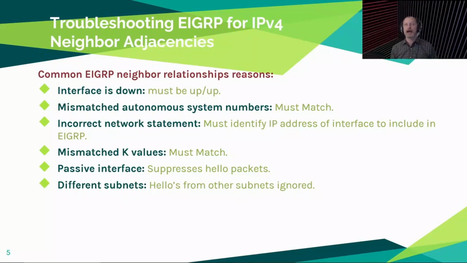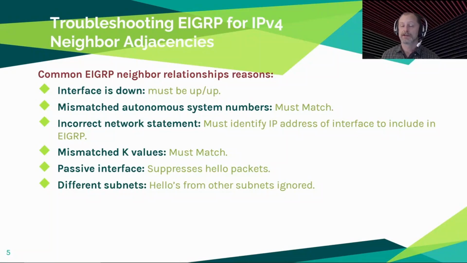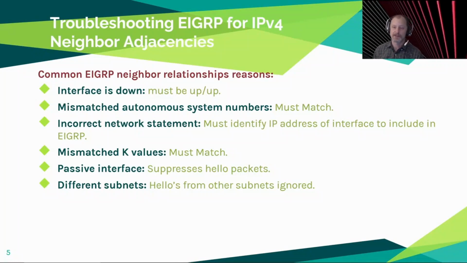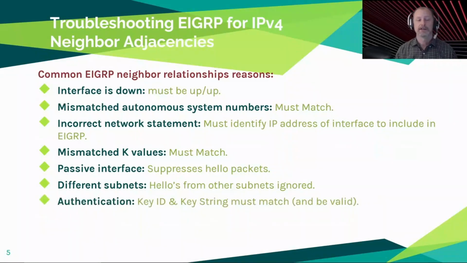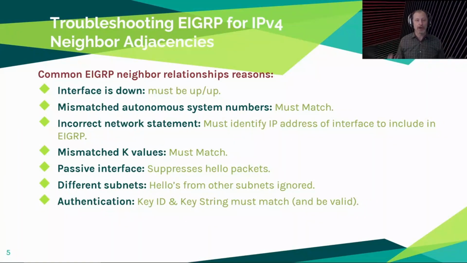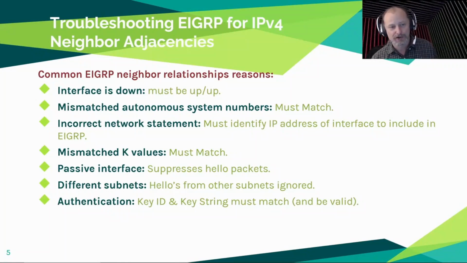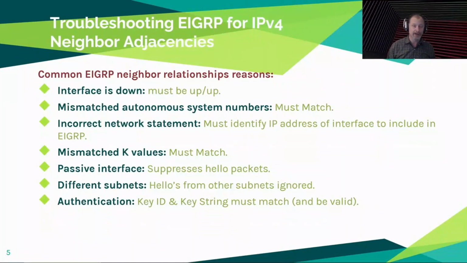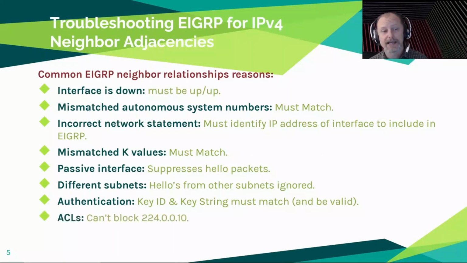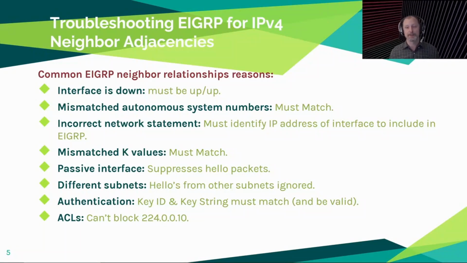If you have an interface that's misconfigured, well, the hello from that interface will be ignored if it doesn't match the receiving interface's subnet. Okay. Authentication, all right, kind of self-explanatory. If you don't have the key, don't be surprised when the door won't open. Okay? If you don't have authentication properly configured, don't be surprised when the hellos and stuff are ignored. ACLs, don't block the multicast address that EIGRP listens to.